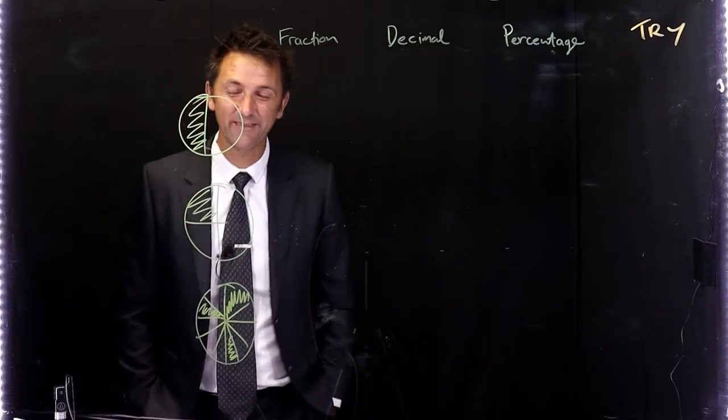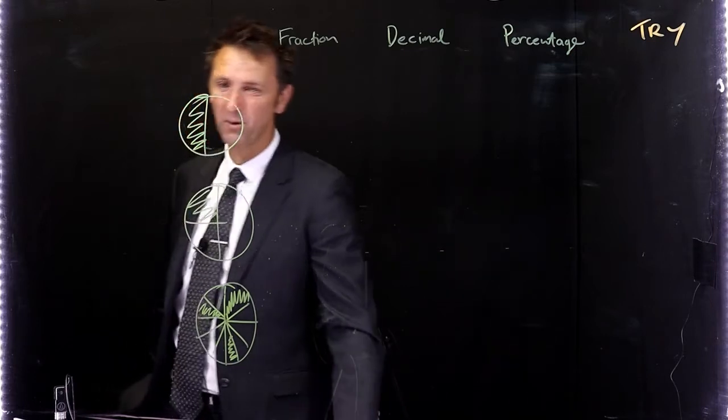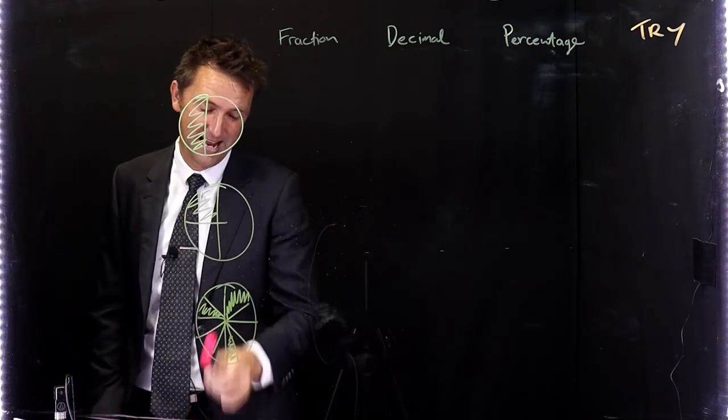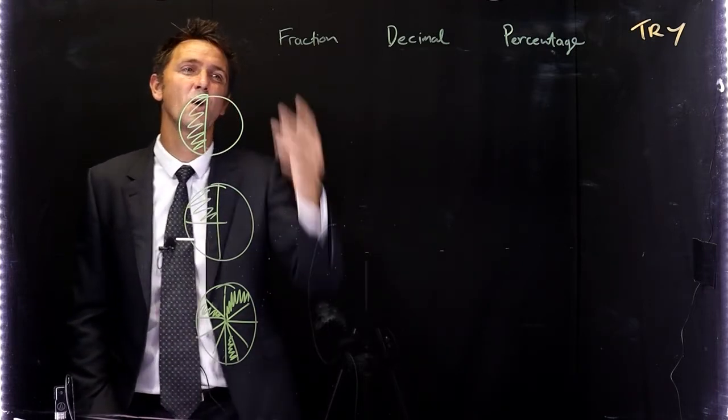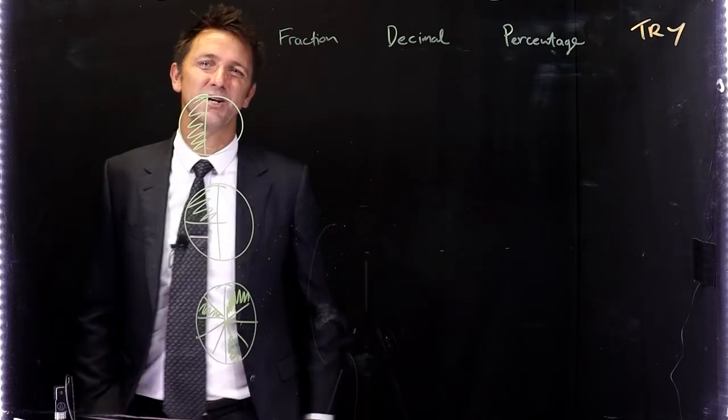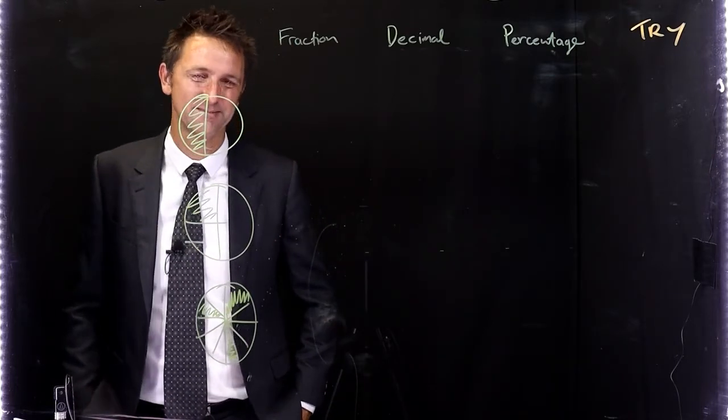Okay, you're in the try phase now. Let's have a go. I'll start you off. This is obviously 1/2 of a pizza pie. This is 1/4, and that's 3/10. Can you write the correct fractions, decimals, and percentage equivalences of these pizza pies? Okay, have a go. Pause me and have a go.